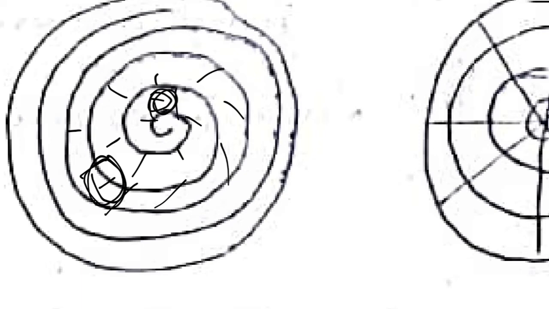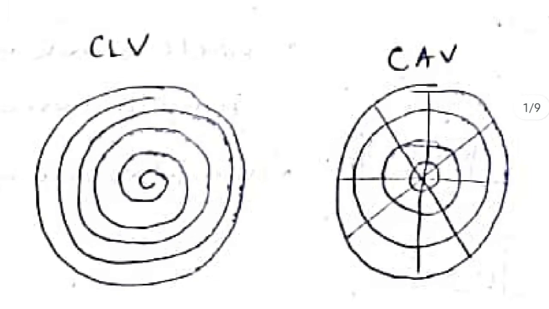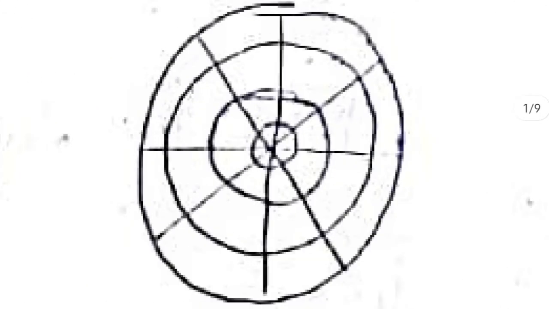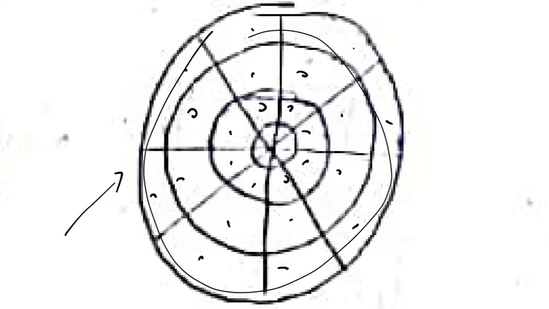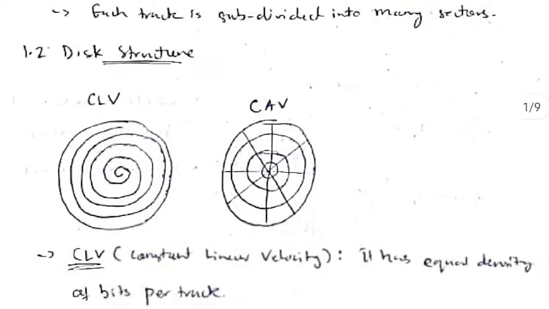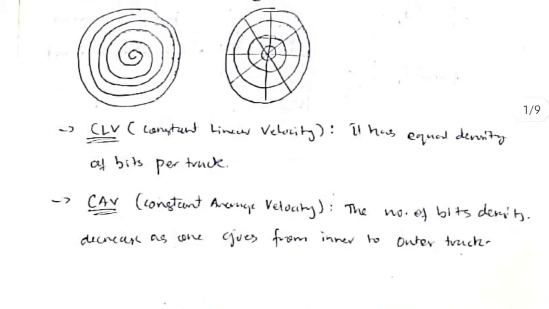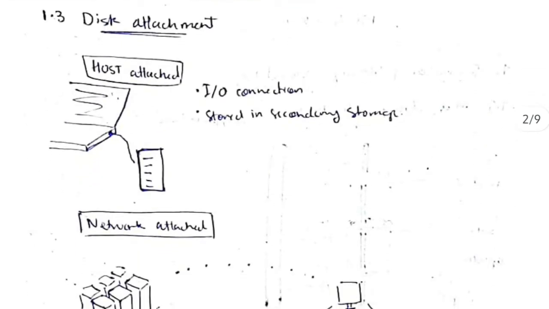Okay, so the bit density is same in CLV, whereas in CAV it's not the case, because here the density will be very much higher in the inner area, because in small area bits are packed, and the same thing will be much larger in the outer tracks. Okay, so here the bit density reduces, but there is a uniformity. Okay, so these are the two types. CAV means constant angular velocity. Okay, coming to the next topic, which is disk attachment.